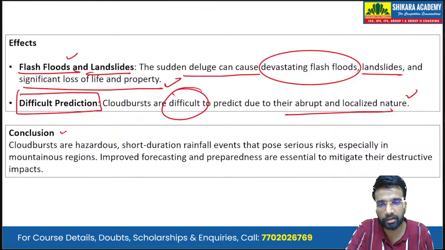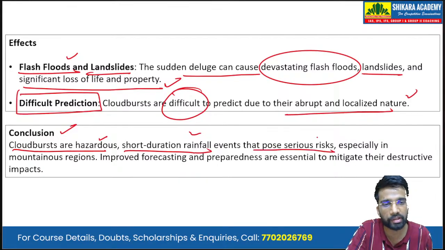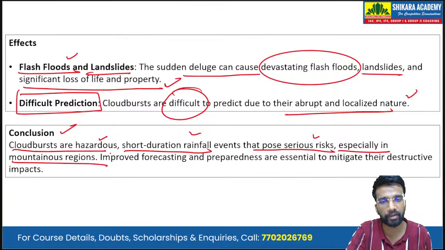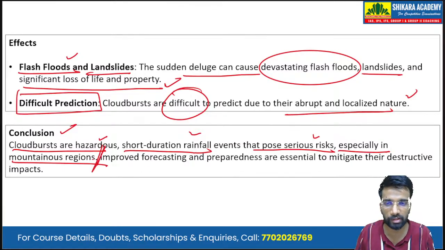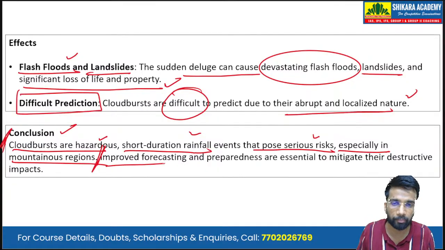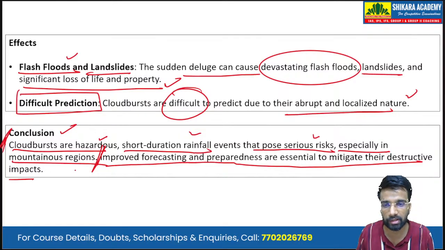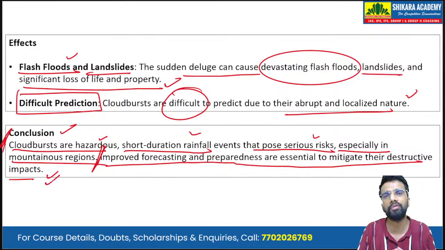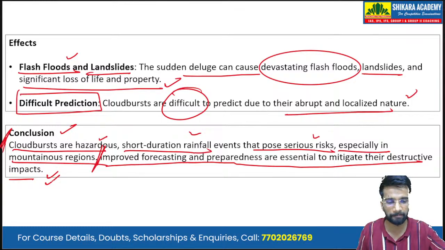Okay, then in conclusion, we can write that cloudbursts are hazardous, short duration rainfall events that pose serious risks, especially in the mountainous regions. So this is our summarizing line. Then, improving forecast and preparedness are essential to mitigate their destructive impacts. In the second line of the conclusion, we are talking about the mitigation.